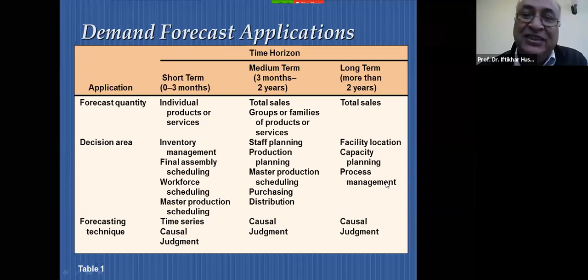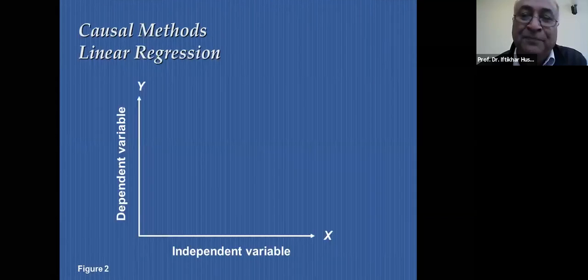So capacity planning is there, and then process management: how to handle it. And again the forecasting techniques could be causal and judgmental. Let's go through the first one, which is causal methods. We use linear regression because that is easy to explain. Otherwise, if our variables are more, then we need to seek the help of some software. In the linear regression technique, we have the dependent variable, and we forecast the dependent variable based on the independent variables.